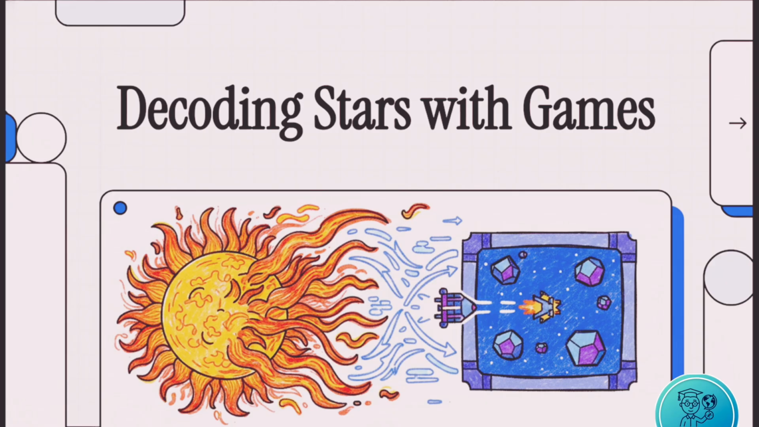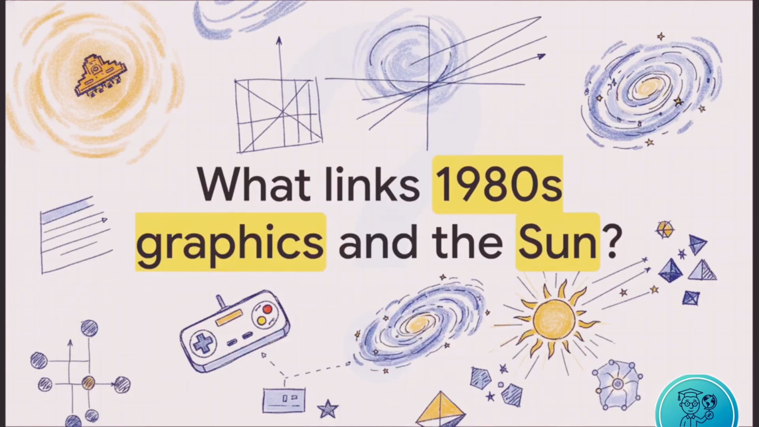I know, it sounds like pure science fiction, but this bizarre crossover is actually solving one of the most frustrating computational bottlenecks in modern astrophysics right now. Okay, let's dive into this. What could 1980s computer graphics possibly have in common with the sun? You might think absolutely nothing, right?